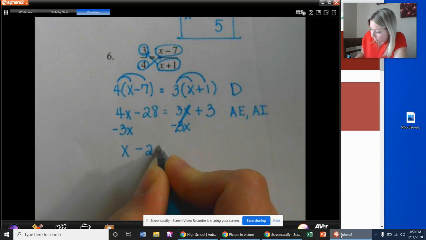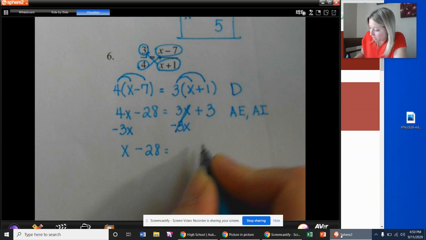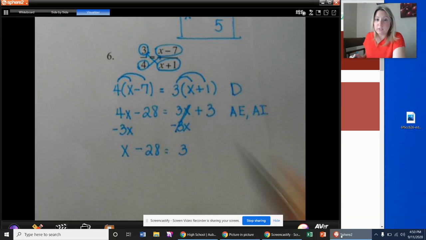And now I'm going to bring down everything I haven't used yet. My negative 28, my equal sign, and my 3 on this side. 0 plus 3 is 3. So that's why I can just bring the 3 where it is, right? Okay, next.